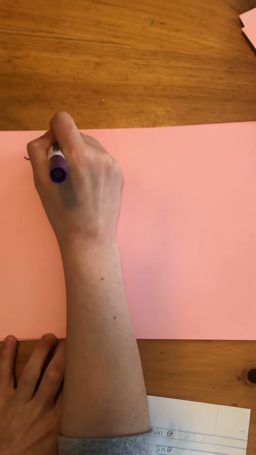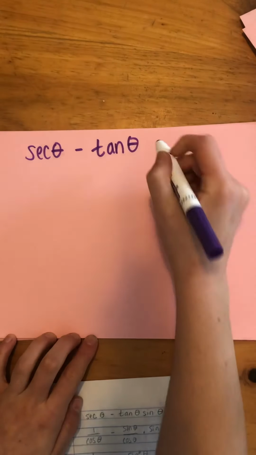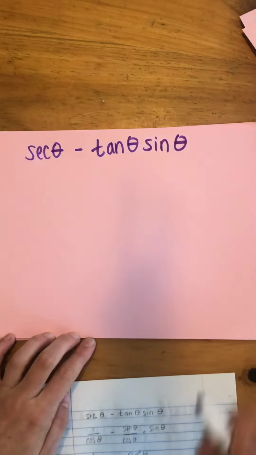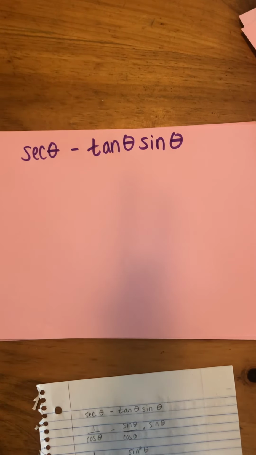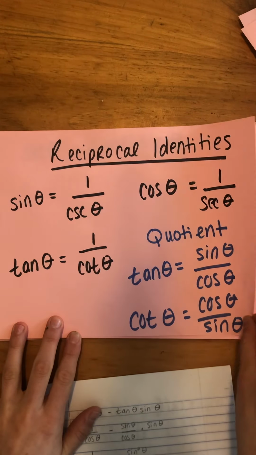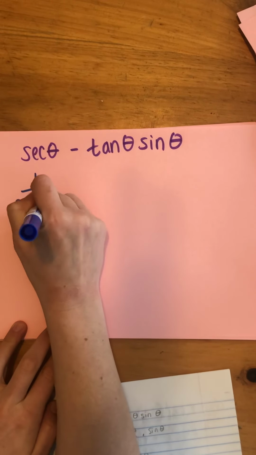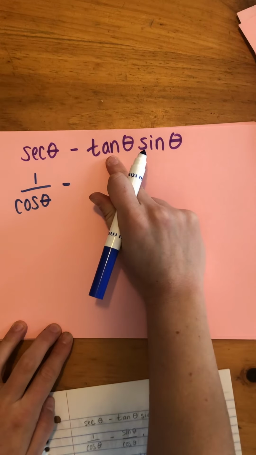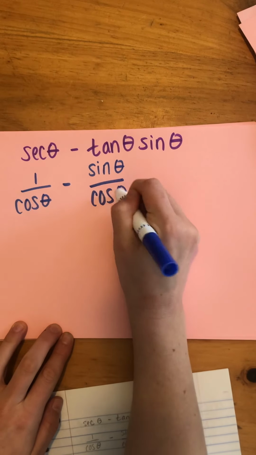So now we're going to start with secant theta minus tangent theta sine theta. All right, and so we're going to start with the reciprocal identities and the quotient identity. So we have to think to ourselves, secant is the reciprocal of cosine, so this is 1 over cosine theta minus tangent theta, which is sine over cosine, times sine theta.